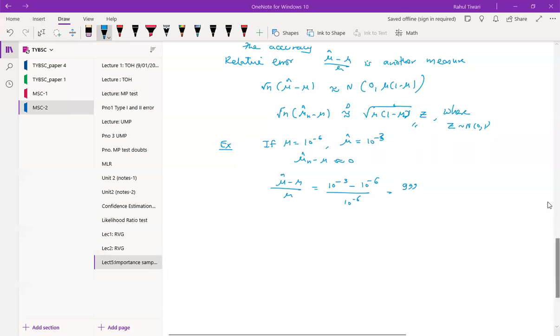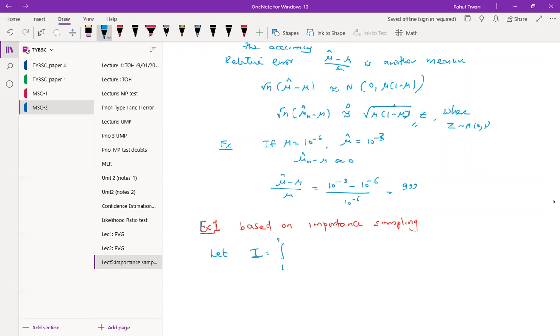Okay. So example number 1 based on importance sampling. Let us consider, let's say, we have this integration from 1 to 2 of 1 upon root 2 pi, which is a standard normal, times exponential of minus x square upon 2 dx.